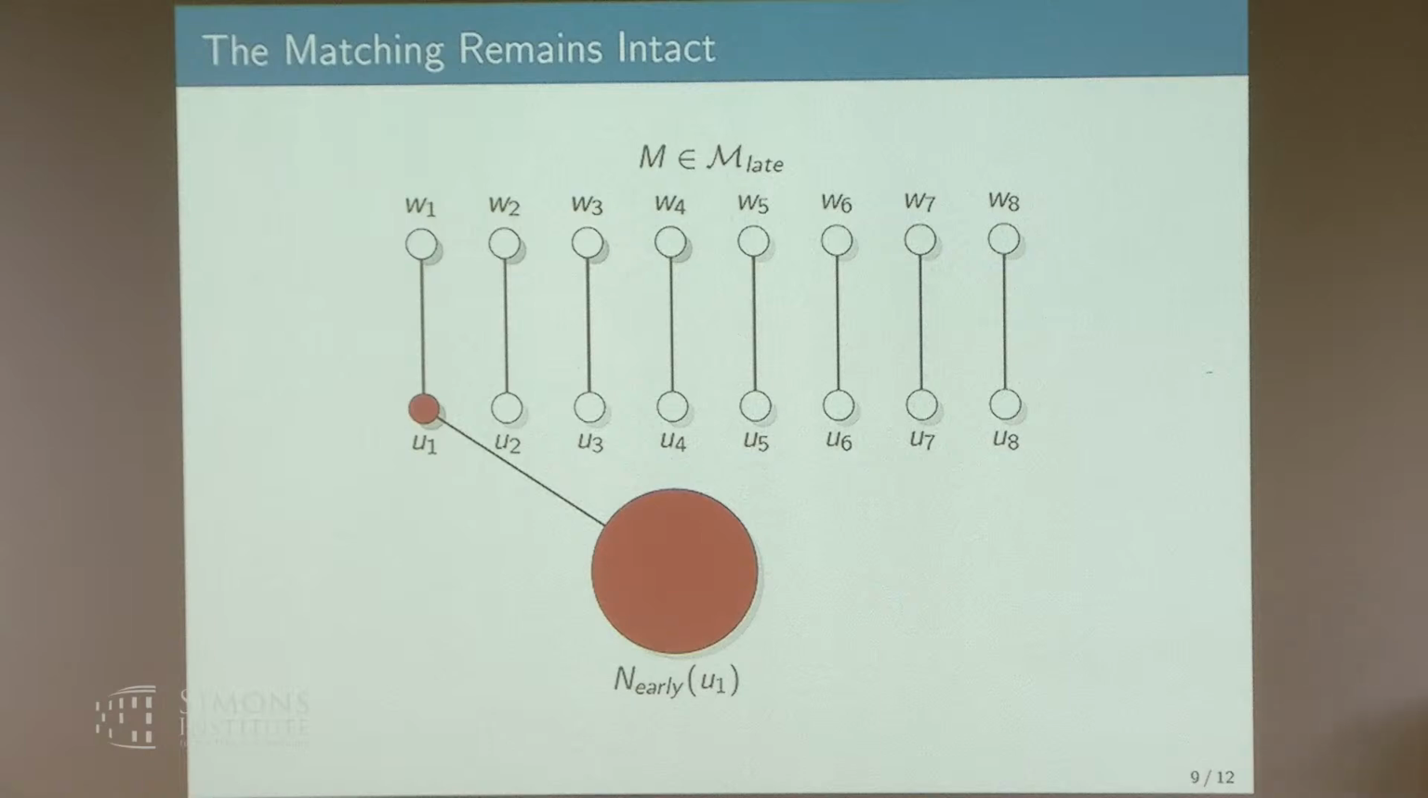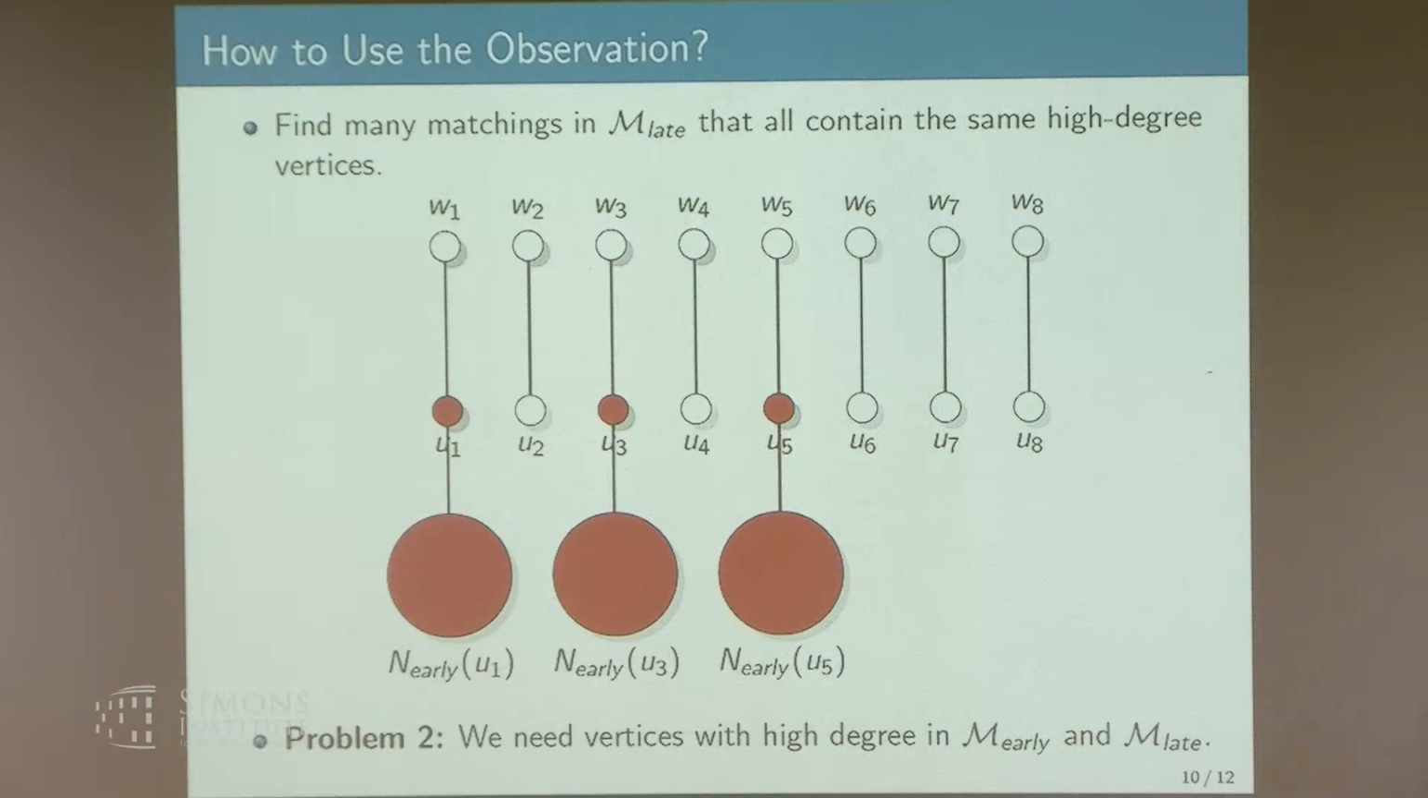Again, here this is a matching from a late set. I will be removing U1 and all of its neighborhood in the early set. This gives me some intuition about how I can do this on the order Ruzsa-Szemeredi graphs. Now we need to find a lot of such matchings in the late set. So we need to find some high degree vertices, let's say U1, U3, and U5. But I need them to have high degree in both the late set and the early set. I need a high degree in the early set because I want to remove a lot of their neighborhood from the early set, and I also need them to have a lot of neighbors in the late set because I need a lot of matchings there to keep intact.